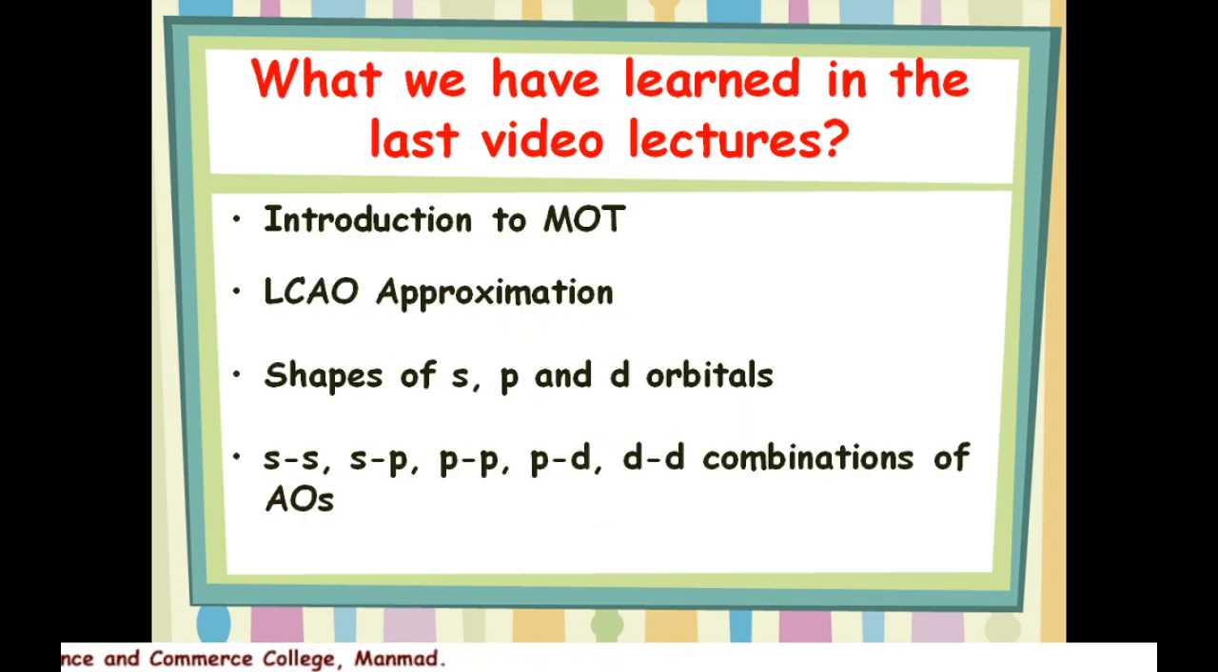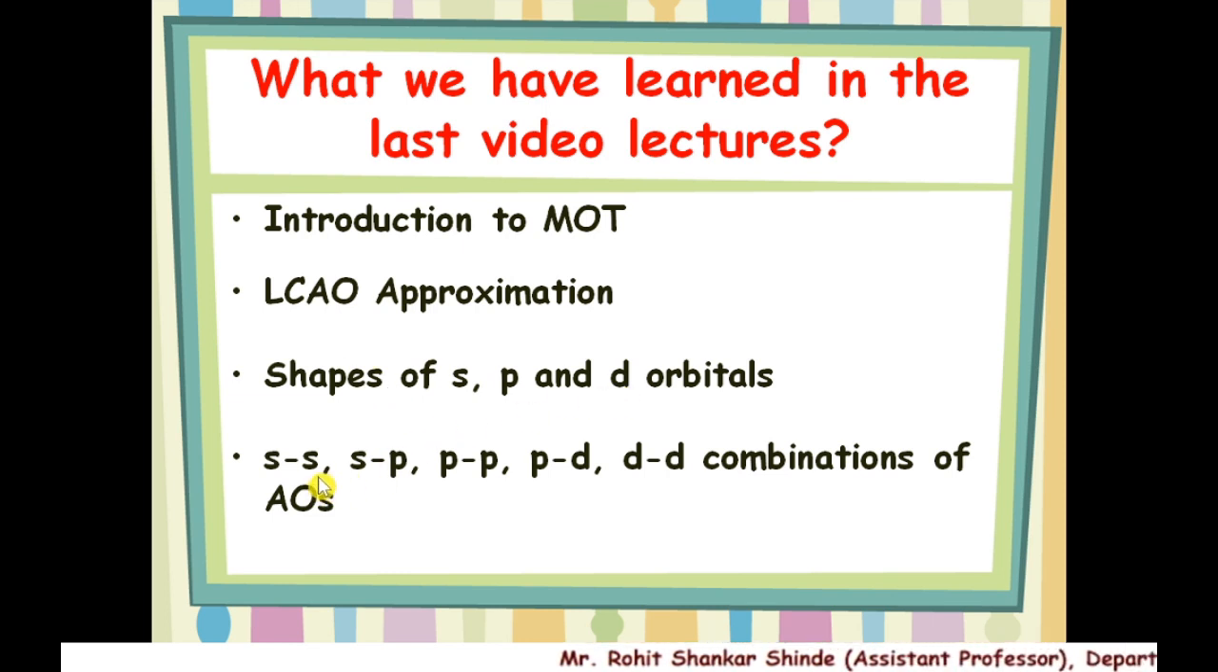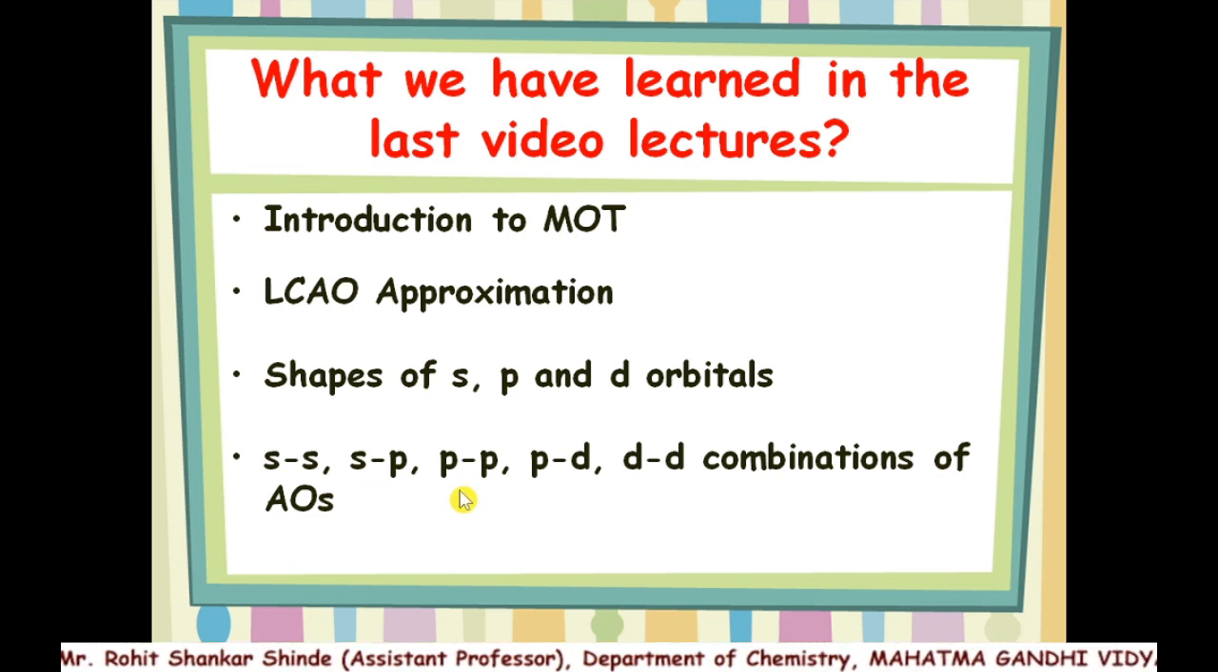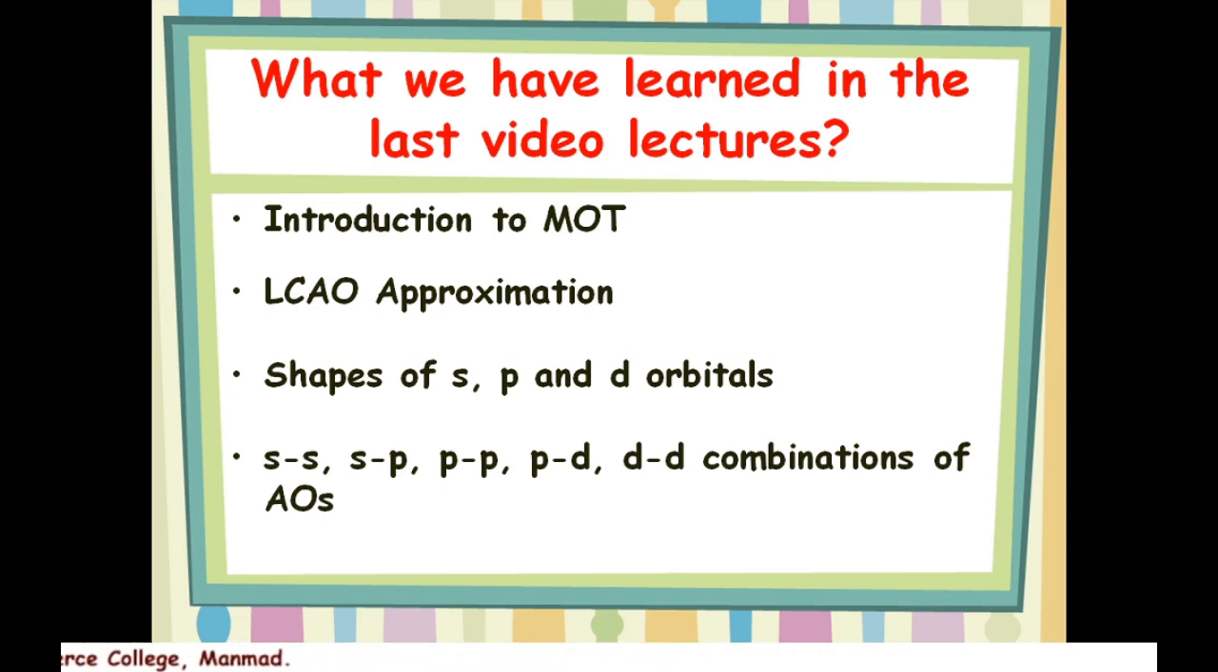In the previous two video lectures, we have seen Introduction to MOT, LCAO approximation, shapes of s, p, d orbitals, different combinations of atomic orbitals. In this video lecture, I am going to explain the difference between AOs and MOs, the difference between BMO and ABMO, rules for LCAO, and lastly, the molecular orbital diagram for homonuclear diatomic molecule.